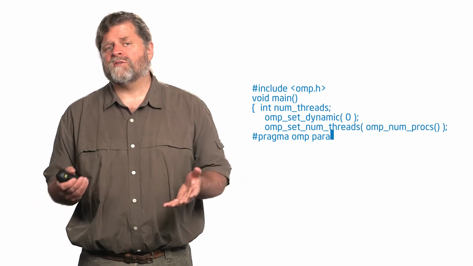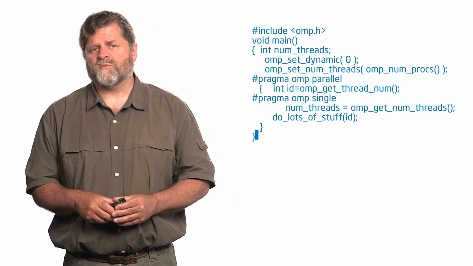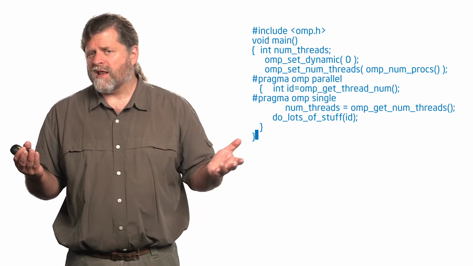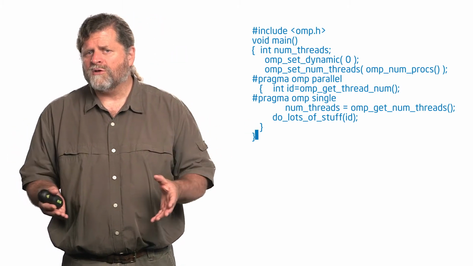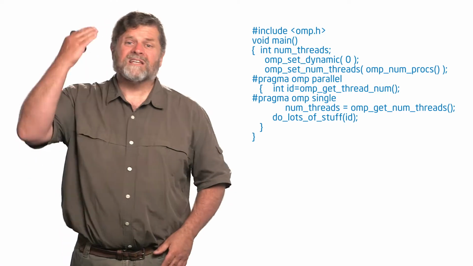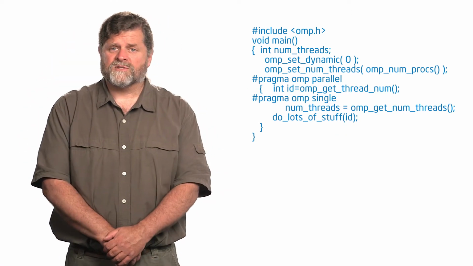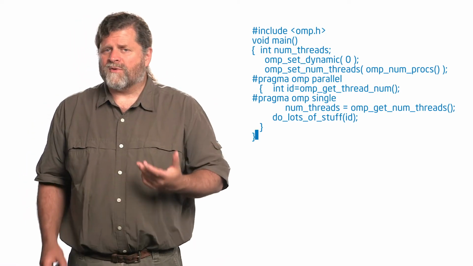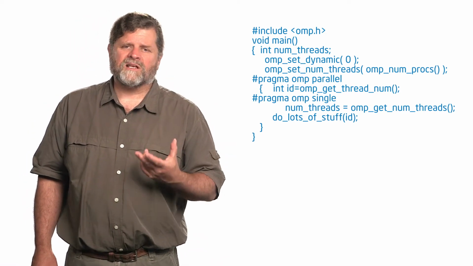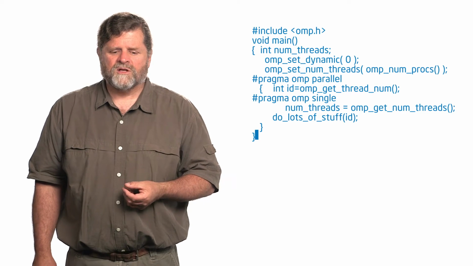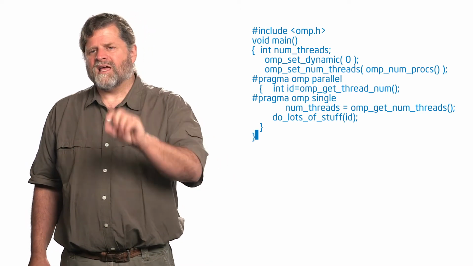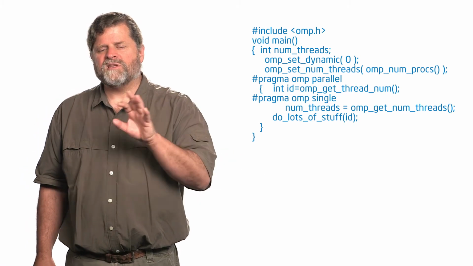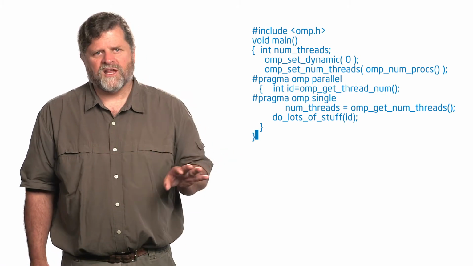So here's a piece of code that does that, and it'll show you a number of these runtime routines in action. I have my program, I have the include omp.h, because that's going to give me all my function prototypes and types. Now I come into the code, and first off, because I care about the number of threads, I don't want the system getting clever on me and changing that number. So omp_set_dynamic(0), turn off dynamic mode.